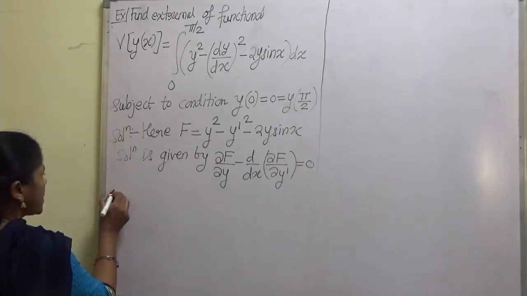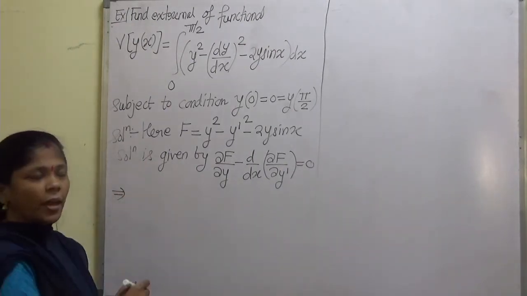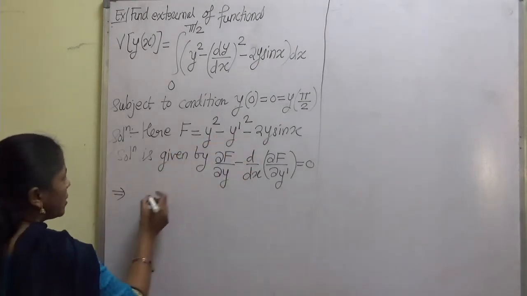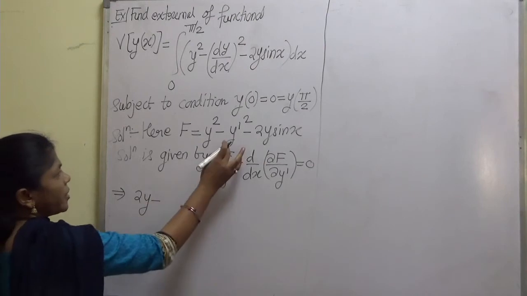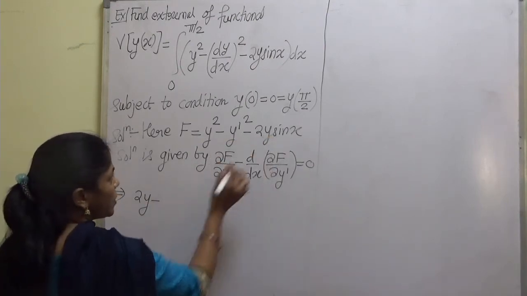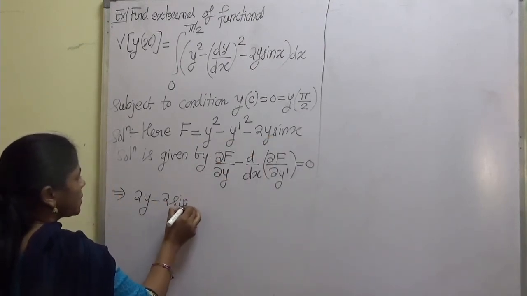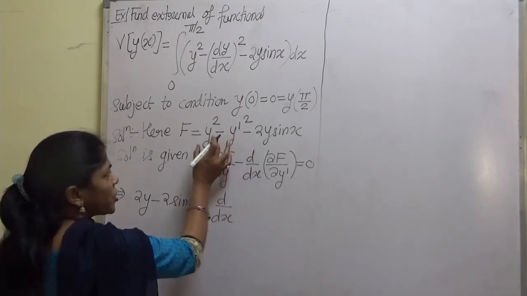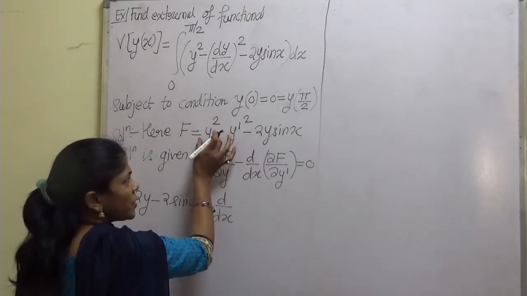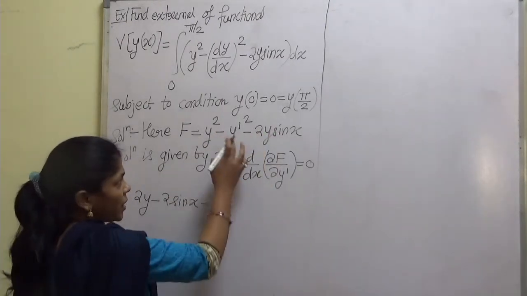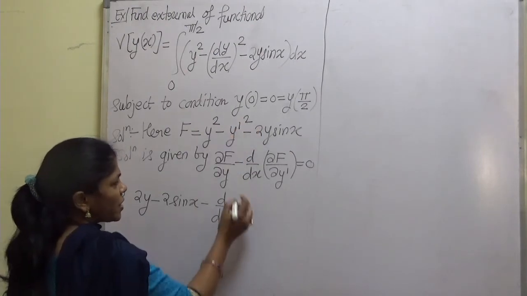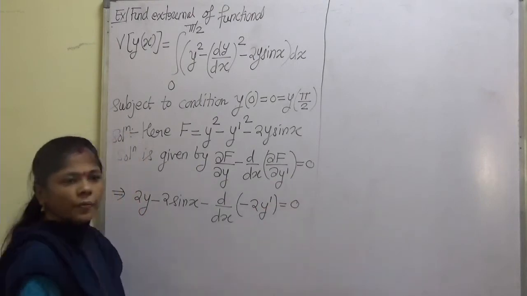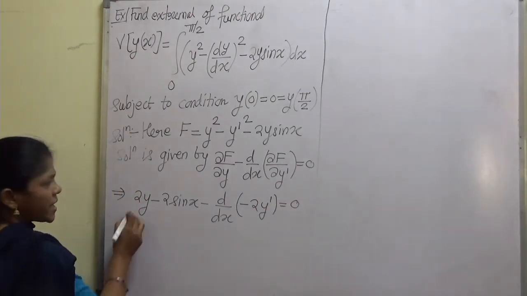Okay, now this implies what we have, del f by del y. What will be del f by del y? Let us find it directly from here. So it is 2y, derivative of the second term 0, then derivative of the last term will be minus 2 sin x. Minus d by dx of the derivative with respect to y dash: this is constant, this is also constant, so their derivatives will be 0. Derivative of y dash square is 2y dash with negative sign, so minus 2y dash equal to 0. Simplify, so 2 will get cancelled, right?